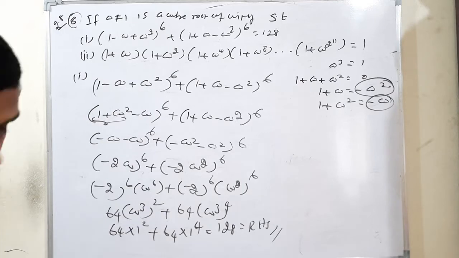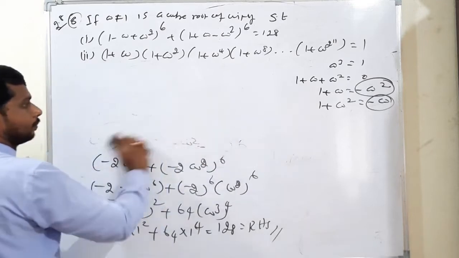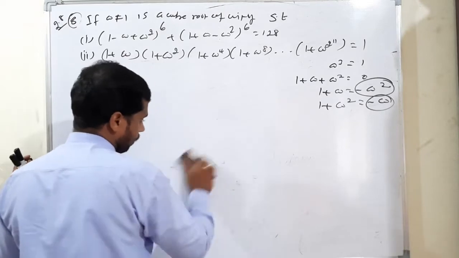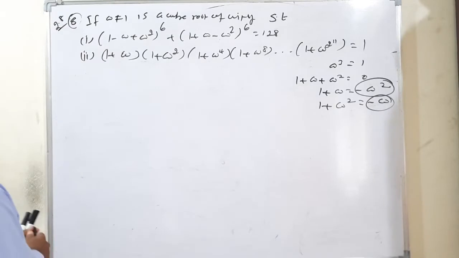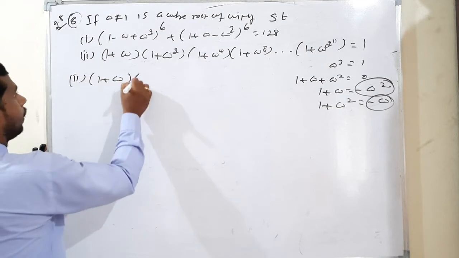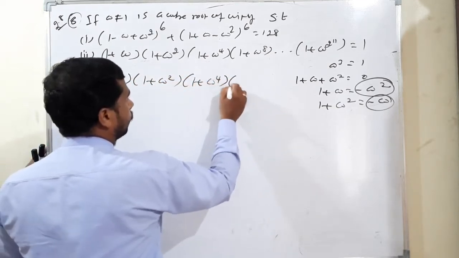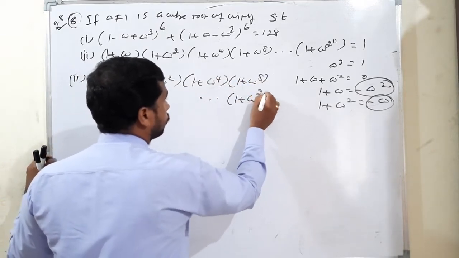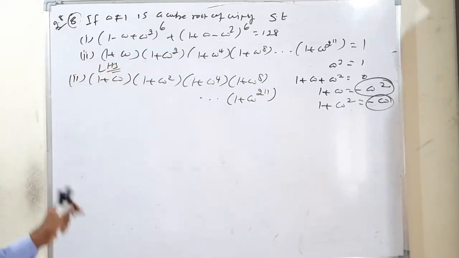Moving to subdivision 2. So subdivision 2 LHS: 1 plus omega, then 1 plus omega square, then 1 plus omega power 4, 1 plus omega power 8, up to 1 plus omega power 2 power 11. Only the LHS we consider. I will prove the RHS value will be 1.